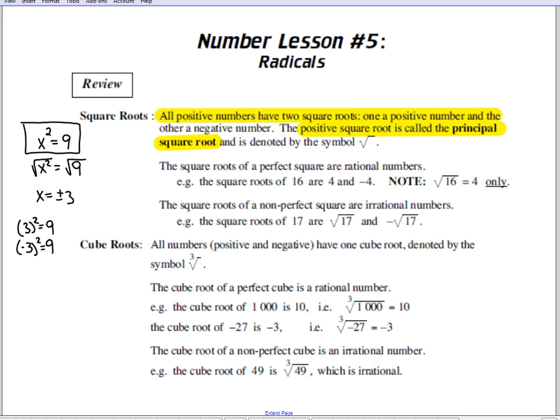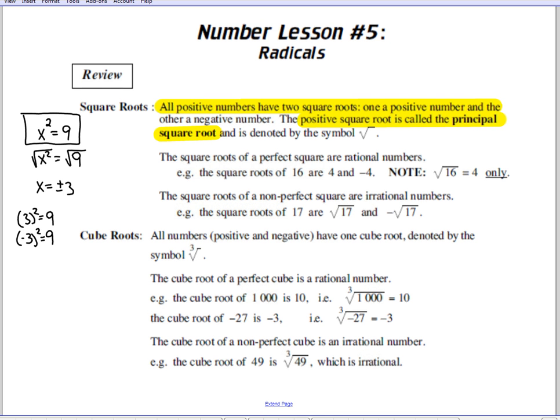Okay? Can you square root a negative, by the way? Can you take the square root of a negative number? No. Cannot. Cannot square root a negative number. Can you cube root a negative number? Yes. So if you're doing a square root of a negative, not okay. Cube root, okay.